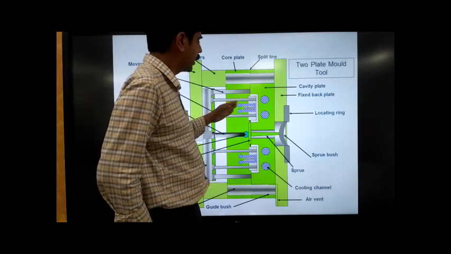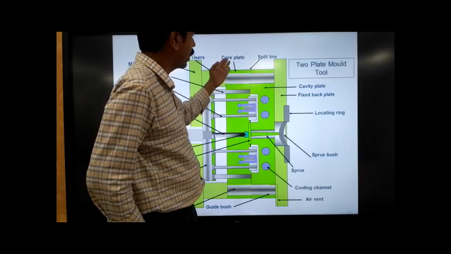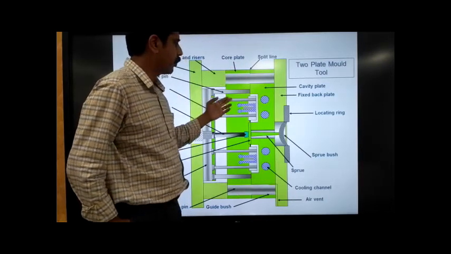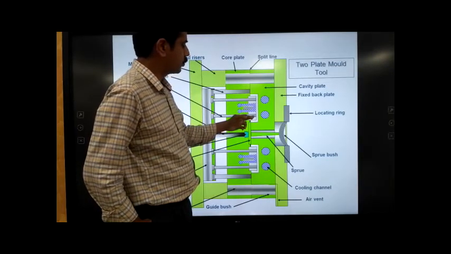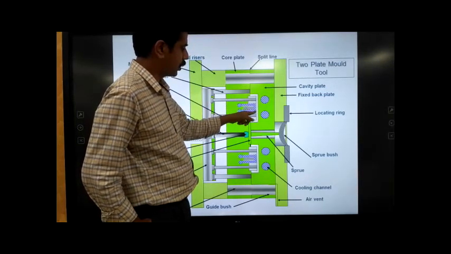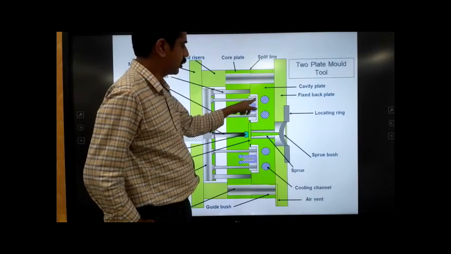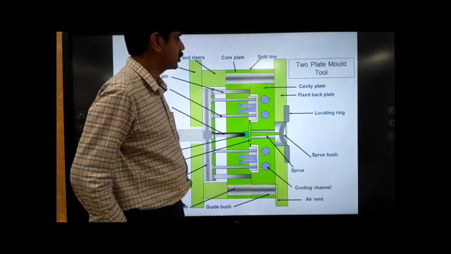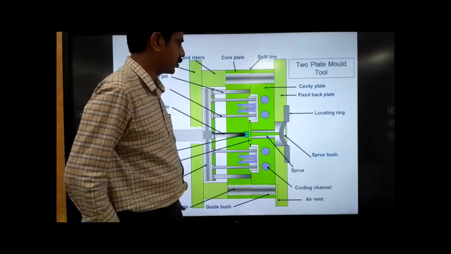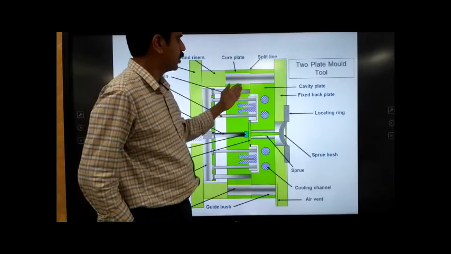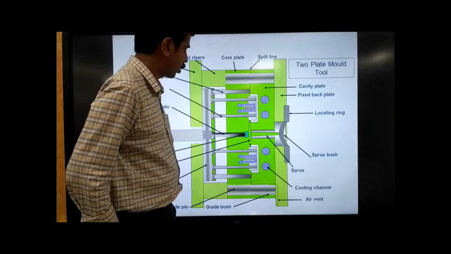Just after the split line, we have the core plate, and the inner shape of the part is given by this. So this is going to be the core. This part is the core, and the part is formed here, with the inner shape given by the core. The core is fixed onto a core plate, whereas the cavity is placed on the cavity plate. This is a core insert that is fixed onto the core plate.